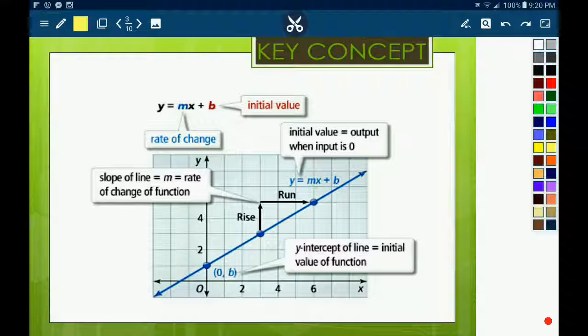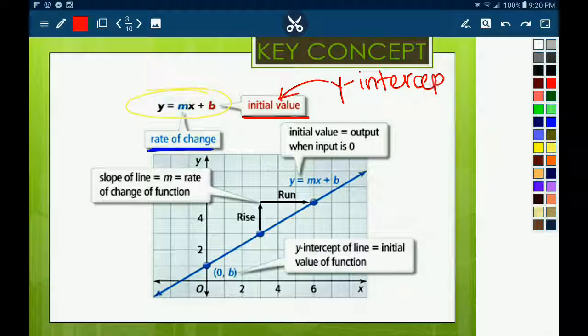Again, I've given you our form, y equals mx plus b. Remember, m is the rate of change. I have that labeled right here. And then the b is the initial value. On Tuesday, we were calling that the y-intercept. I want you to think of initial value as a synonym for y-intercept. A lot of times we have math terms, and then we have real life terms. Initial value is the real life term for the math term of the y-intercept.